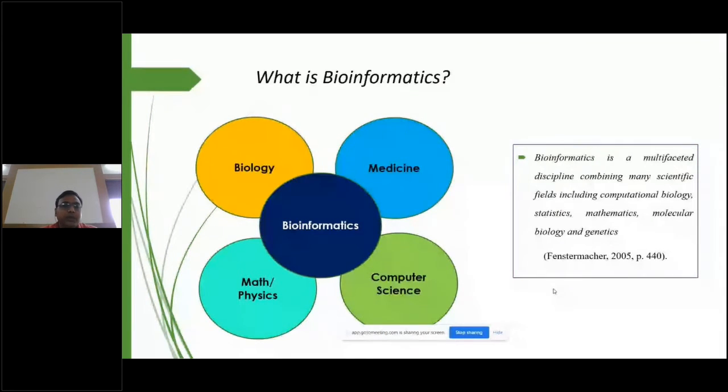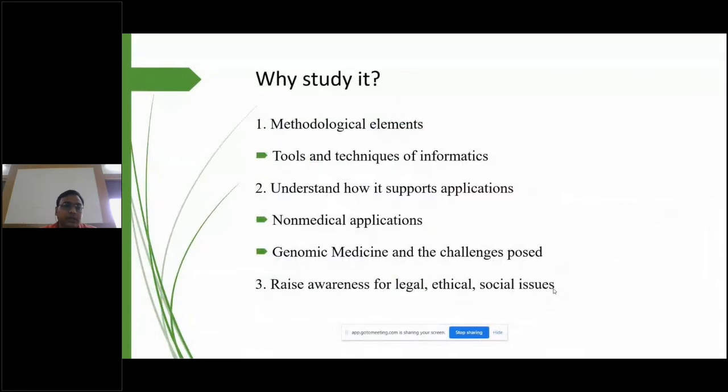Why do we study bioinformatics in today's era? It is related with the methodological elements, the tools and techniques of informatics that we are using day by day. Understand how it supports non-medical and biomedical applications, genomic medicine, and other challenges posed during various situations. Nowadays, the pandemic situation is here, and we are using bioinformatics very well in this situation.